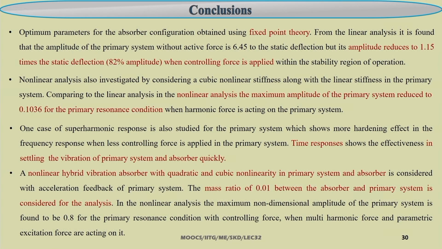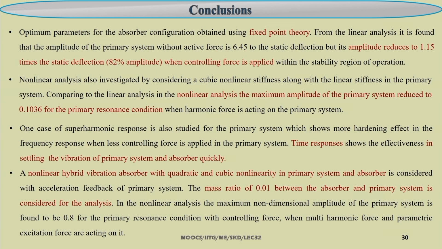One case of superharmonic response is also studied, for the primary system which shows more hardening effect. You have seen it is tilted towards the right. We have observed the hardening effect in the frequency response when less controlling force is applied. The time response shows the effectiveness in the settling time of the primary system when the observer is used.